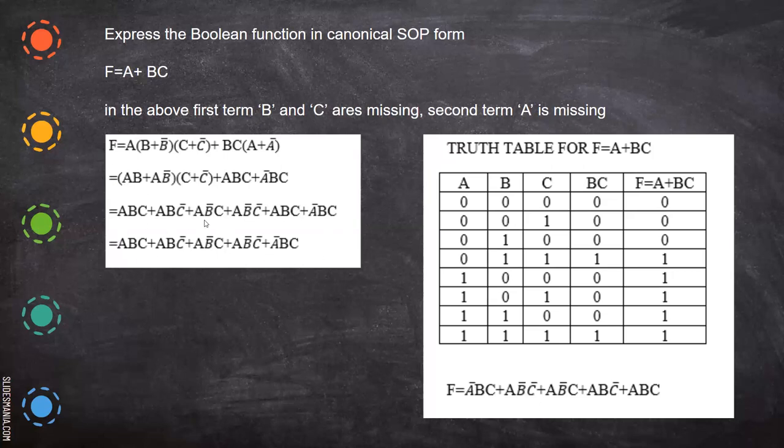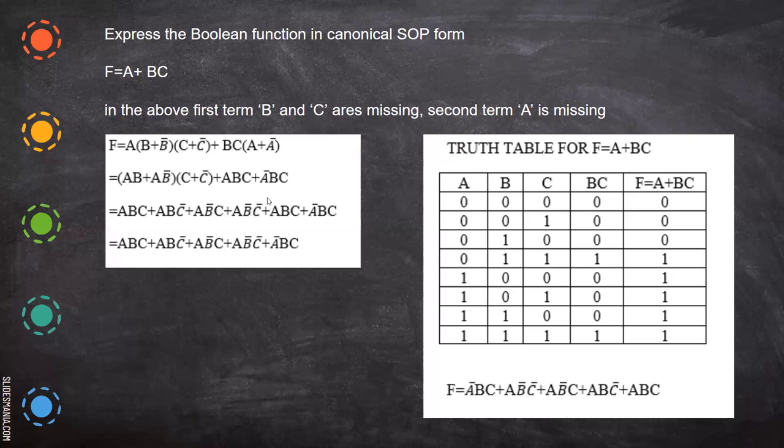There are terms which are repeating. ABC is there, this ABC is repeated again. So we write one term, so one term is reduced.